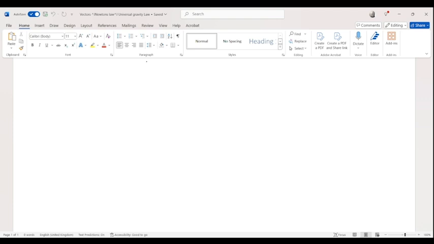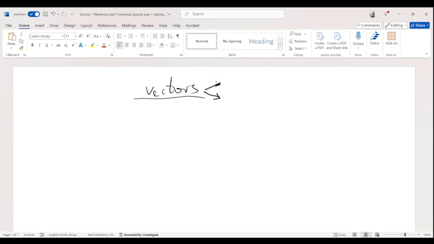Vectors. Now, what are vectors? Vectors are scientific quantities which have magnitude and direction.